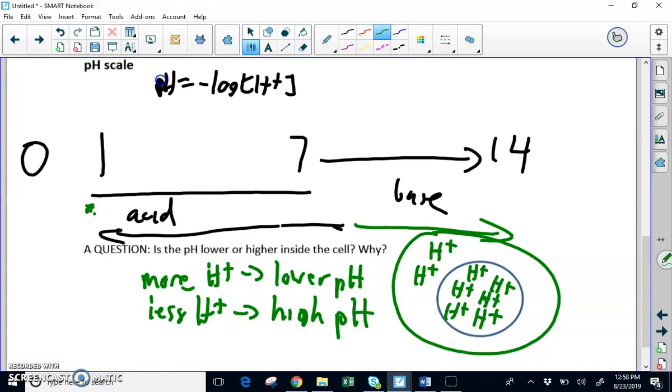So acids get stronger. As acids get stronger or release more H+, this is important and I might write it down, as acids get stronger and release more H+, the pH gets lower. You have no idea how hard that is sometimes, and some of you haven't even taken chemistry. You have to get that in your head. More H+ means more acidic, but lower pH.